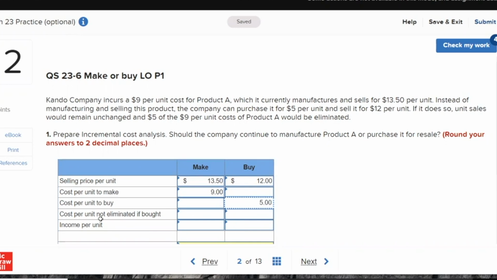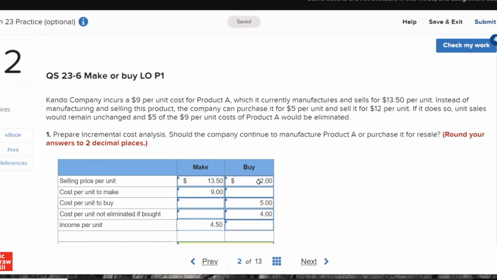And also cost per unit not eliminated if we buy. So remember, if we buy it, we're still gonna have $4 of this because only 5 was eliminated. So we still got 4 there. So if we buy it, we'll still have that $4. So $13.50 minus $9 is $4.50. So that's our profit. $13.50 is from selling it, $9 to make it.